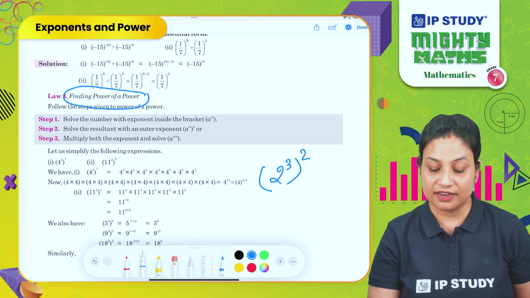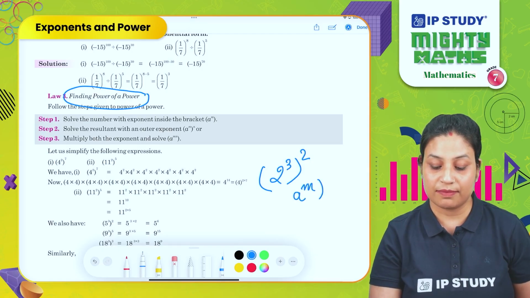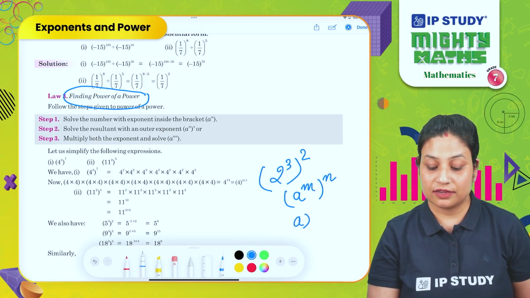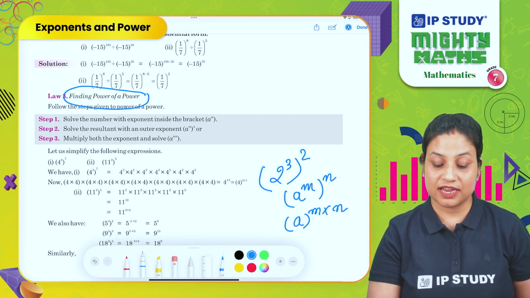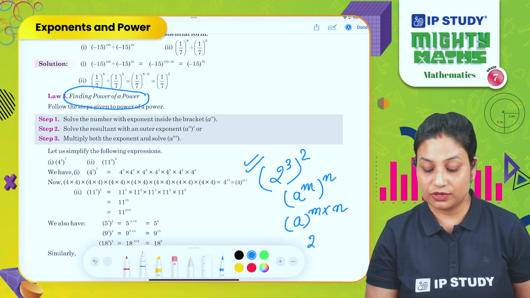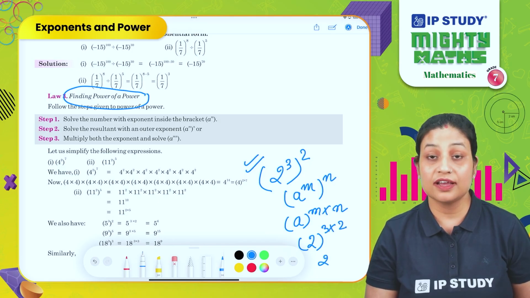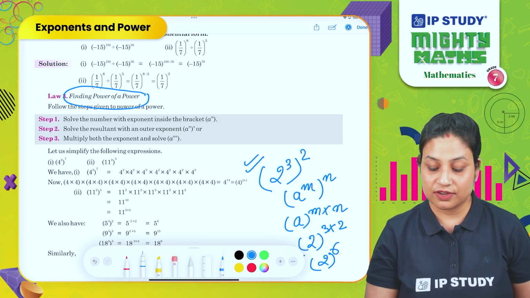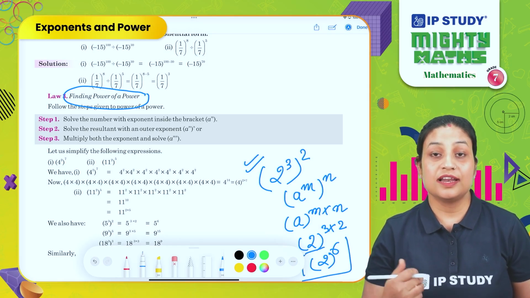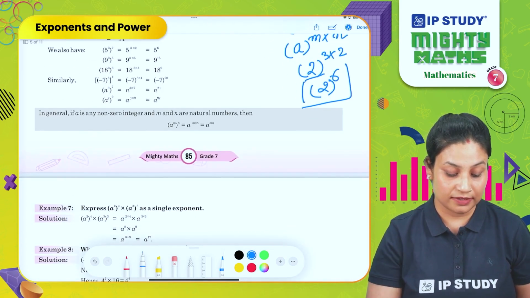The law states that if you have a raised to the power of m raised to the power of n, where m and n are integers, in that case the powers get multiplied. Since I have taken this example, let me apply this law to it. So here, 2 raised to the power of 3 into 2. What will I get? I will get 2 raised to the power of 6. So this is my required result. Understood? Let's move on to the next law. Let's check what that is.